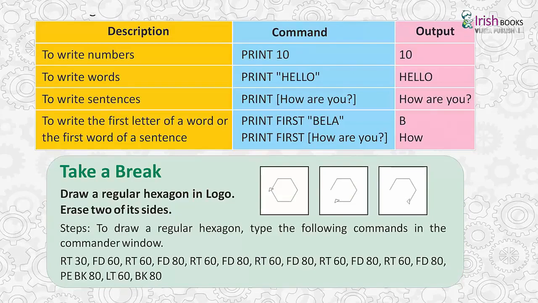Description, command, output. To write numbers, print 10, output 10. To write words, print hello, output hello. To write sentences, print how are you, output how are you. To write the first letter of a word, print first Bella, output B. To write the first word of a sentence, print first how are you, output how.